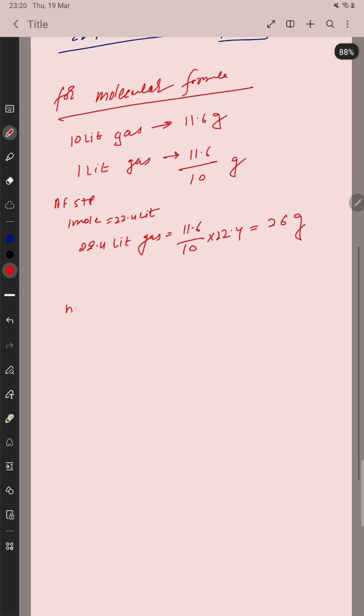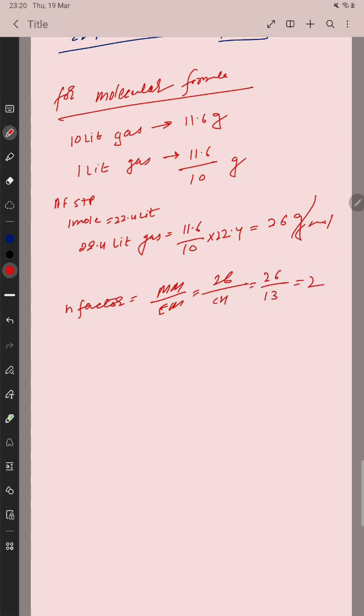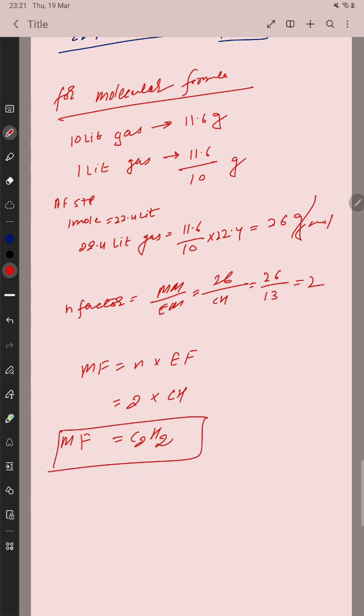So now the n factor means molecular mass upon empirical mass. Molecular mass will come 26 gram per mole, students. And empirical mass: CH is there, carbon 12, hydrogen 1, 13. 26 upon 13 is coming 2. So molecular formula equals n into empirical formula. Here n is 2, empirical formula is CH, so it is coming C2H2. So this is the molecular formula. And molecular mass we have calculated here is 26 gram per mole.